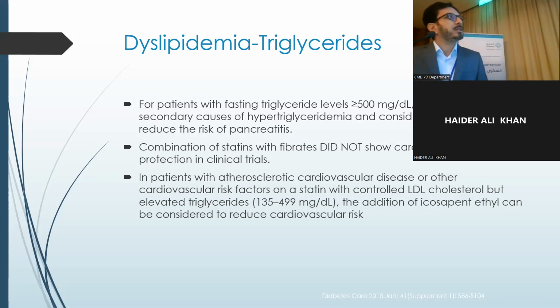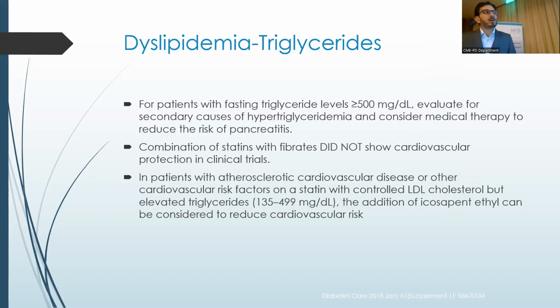So, in patients who have atherosclerotic cardiovascular disease or other risk factors on a maximally tolerated statin, and LDL cholesterol is on target, and if we see the triglyceride levels are 135 to 499, the addition of icosapent ethyl can be considered to reduce the cardiovascular risk, which is the high dose omega-3, and the dose is up to 4 grams per day.